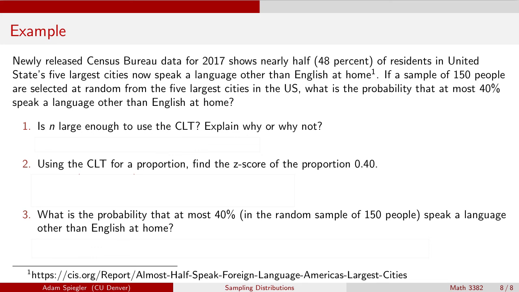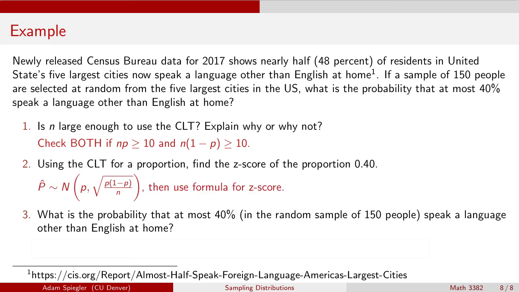So if we want to check to see whether, first of all, we can even use the central limit theorem, then what you're going to need to do is check both of these conditions. Okay, so it's not one or the other, but both. So I'll leave that for you guys to check on your homework or on your quiz.